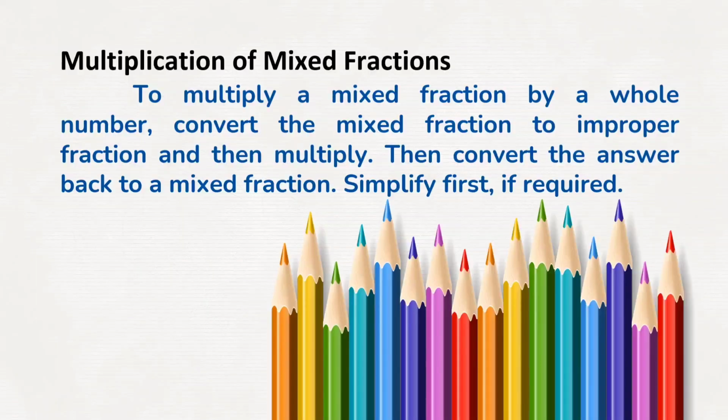Yes, to multiply a mixed fraction by a whole number, convert the mixed fraction to an improper fraction and then multiply. If possible, simplify first, and then convert the answer back to a mixed fraction. Whenever the answer is an improper fraction, it has to be converted into a mixed fraction. Look at an example here.